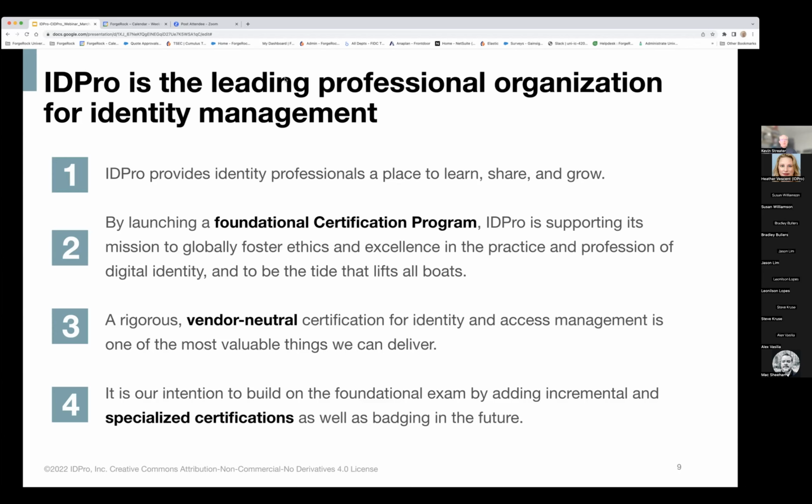Our plan is that we will build out a whole set of exams based on this, that this is the foundation, and then we will have specialized certifications following on to go into those deeper areas. And it will be followed by a badging program that covers all of the domains that we're addressing.